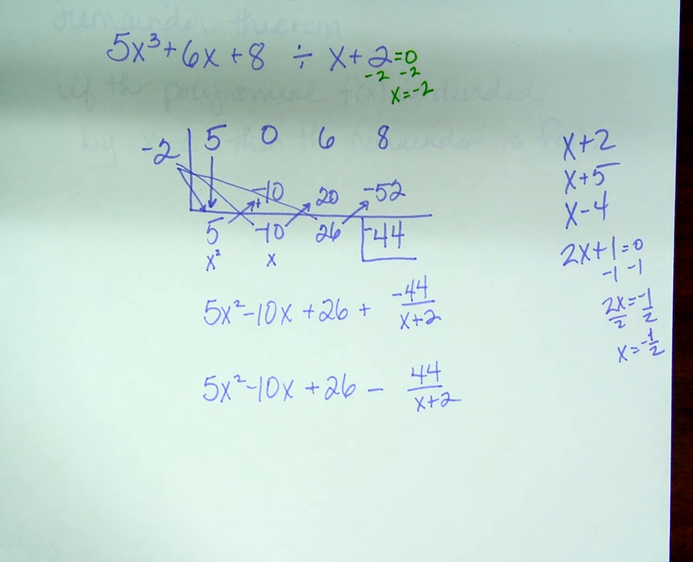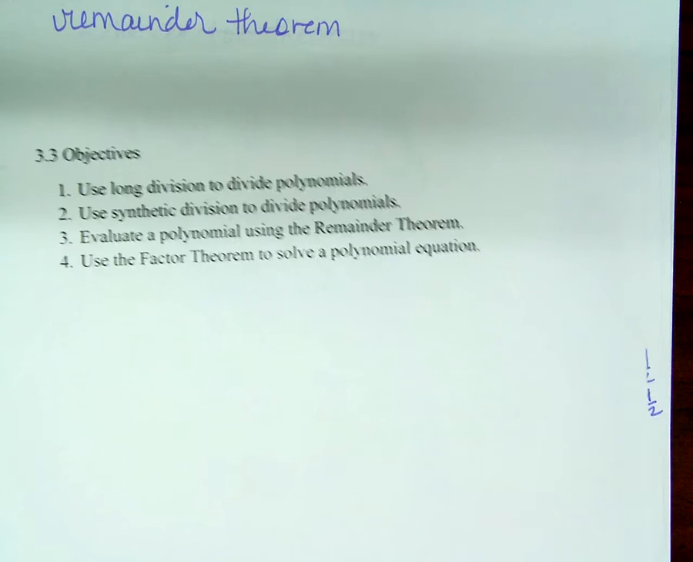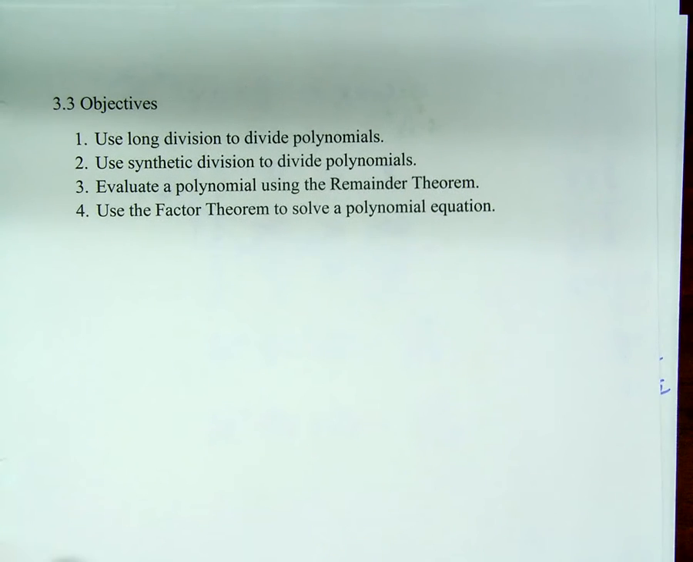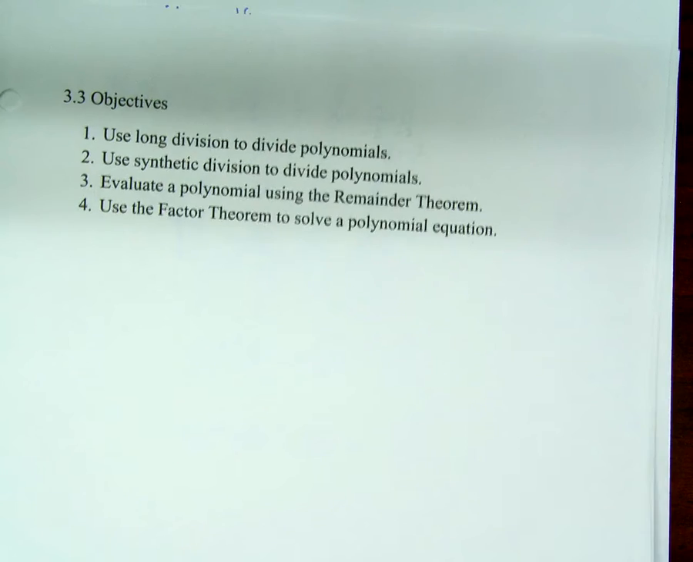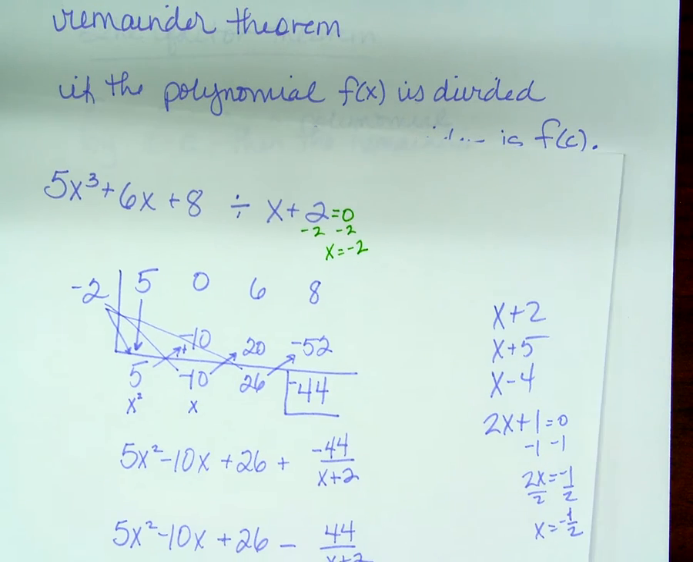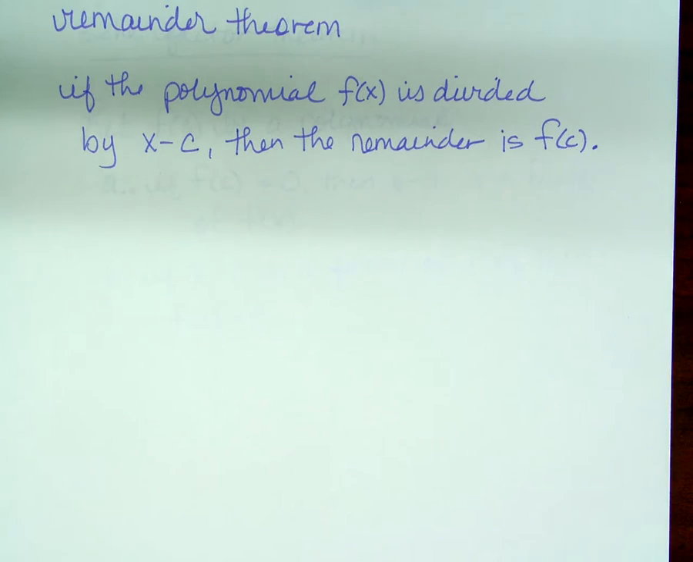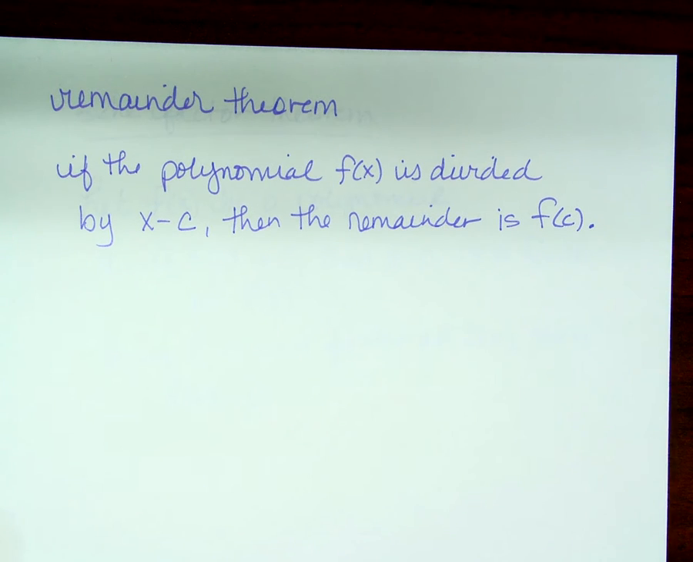So that's long division and synthetic division as far as our objectives go. Okay. Next, we need to be able to evaluate a polynomial using the remainder theorem. Well, in order to be able to evaluate a polynomial using the remainder theorem, you got to know what the remainder theorem is. Okay. The remainder theorem says if the polynomial f of x is divided by x minus c, then the remainder is the value of the function when you evaluate it at c. Okay? Here's what I mean.